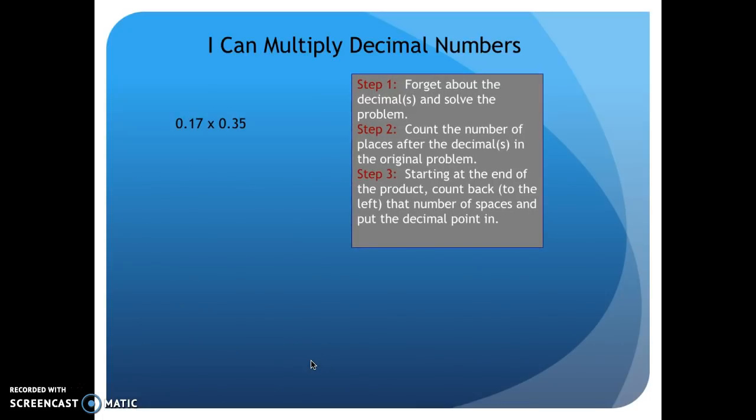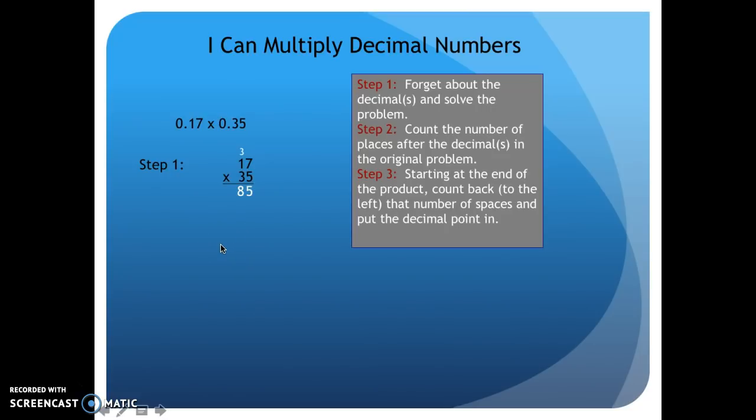All right, let's try another one. Again, we're going to forget that the decimals are there, so we'll just take 17 times 35. Just like we learned in lesson 4.3 and 4.4, we're going to start with the ones place. 5 times 7 is 35, carry the 3. 5 times 1 is 5, plus 3 is 8. So I'm done with the ones place. We're going to move to the tens place.